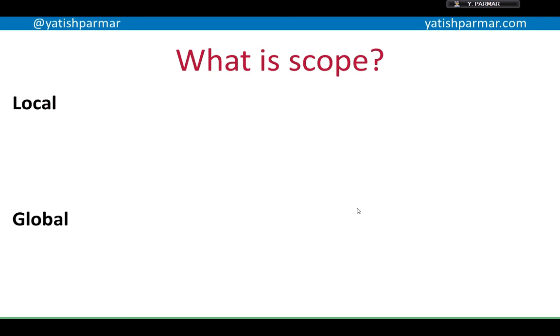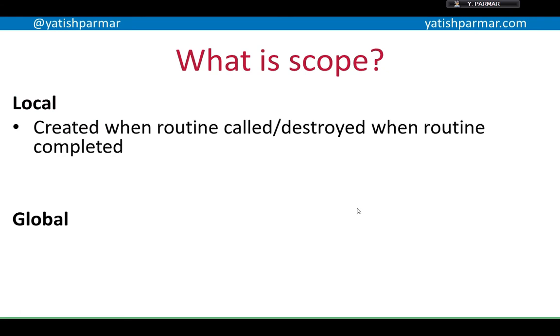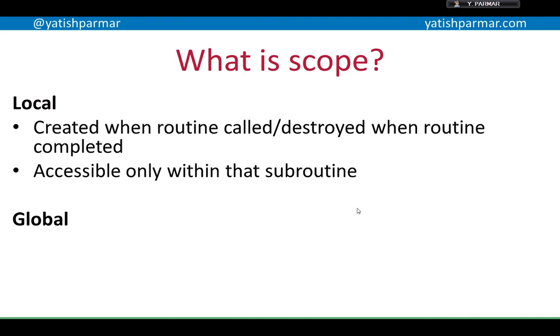What does that mean? Local scope is that the variable is created when the routine is called and is destroyed when the routine is completed. You will have noticed in Java as well, and some other programming languages, if you declare a variable within a construct like a loop, that variable will not exist when you come out of the loop anymore. So if you want to use those values later on, you will have declared them before your loop started. Those local variables are only accessible within that subroutine.